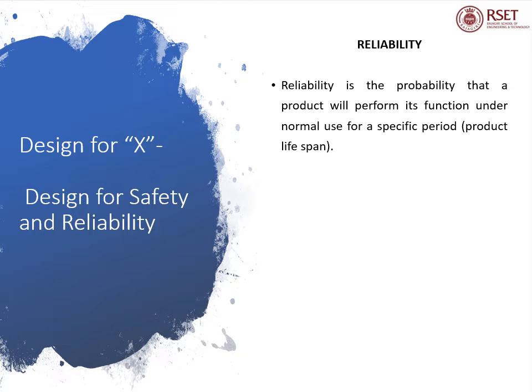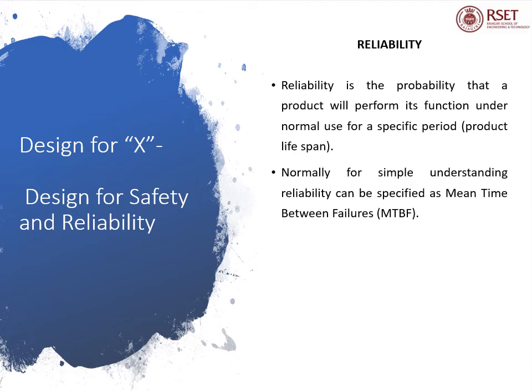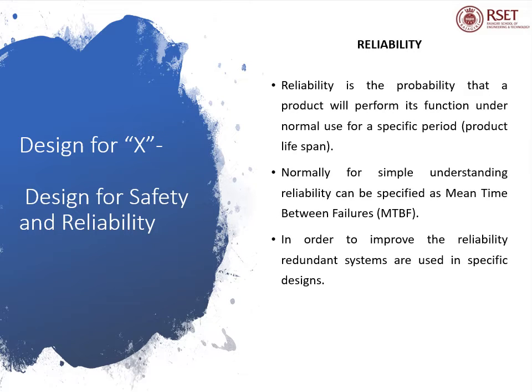Reliability is the probability that a product will perform its function under normal use for a specific period. Design for reliability ensures that products and systems perform a specified function within a given environment for an expected life cycle. Normally, for simple understanding, reliability can be specified as mean time between failures. Reliability is associated with unexpected failures of products or services. In order to improve the reliability, redundant systems are used in specific designs. Understanding why these failures occur is key to improving the reliability. Thereby, we can improve the later versions of the system.